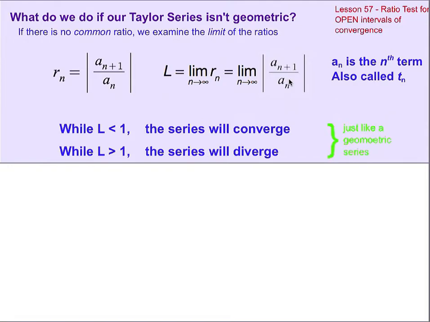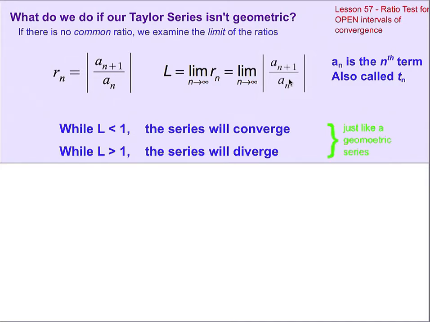And remember that L is going to be in terms of x, usually, because this ratio over here, all those terms, if we're talking about a power series, those terms are in terms of x, which means that the limit is going to be in terms of x. So what we're doing here is finding for which x values L will be less than 1, or L will be greater than 1.